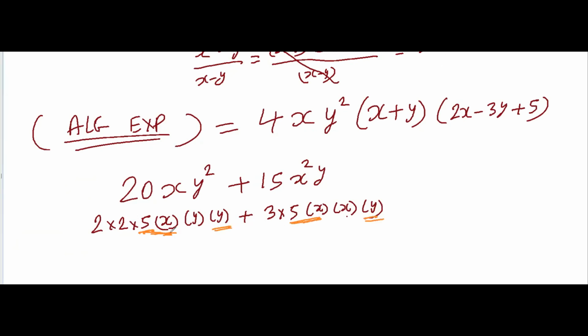So what you can do is take this common. So 5xy I have taken common. And what I got? 2 into 2 is 4, so 4y. This is plus. And then it is 3x. So this is a factorization of this particular algebraic expression. Hope you have understood this, right?